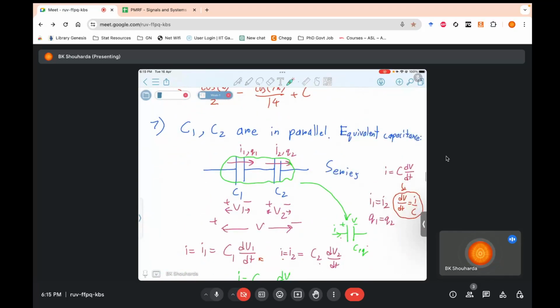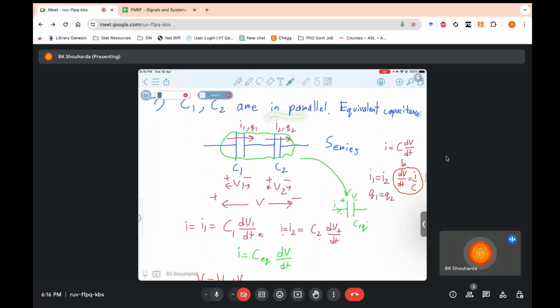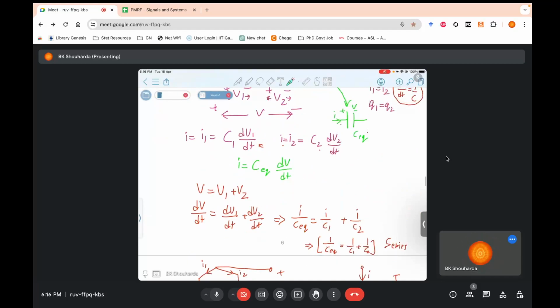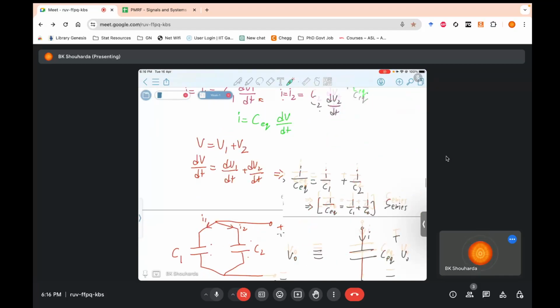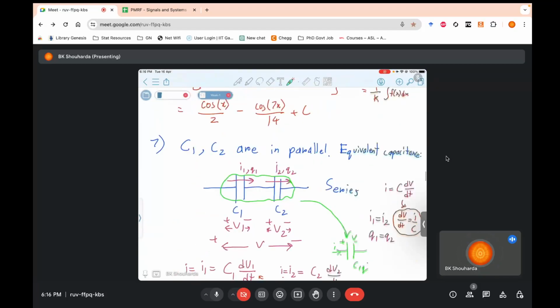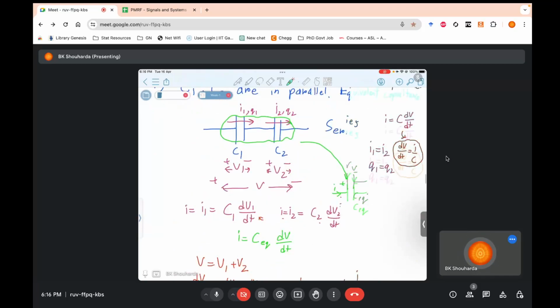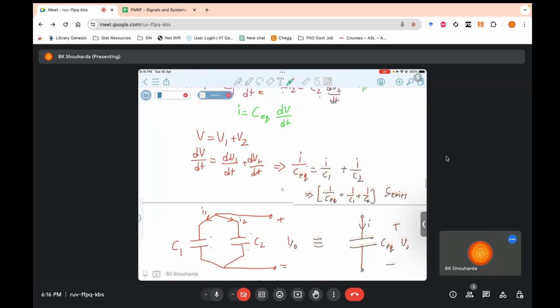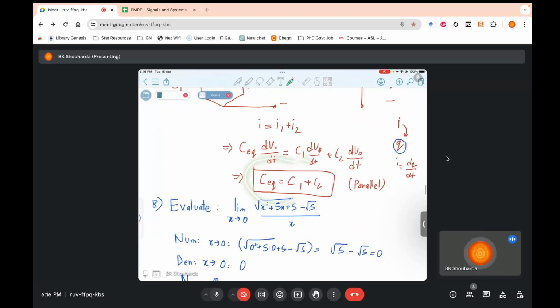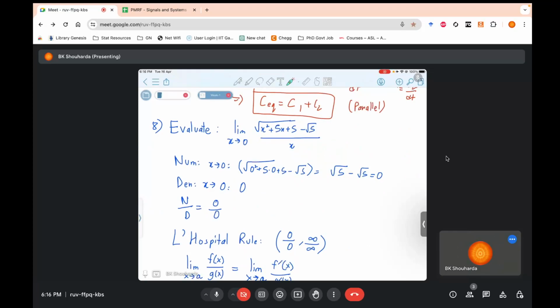Then this is revision of basic systems: capacitors, and what happens when they're in parallel. So this was actually a derivation of how the parallel expression comes out. In exams you obviously don't need to derive that, but you should know it for the interviews.